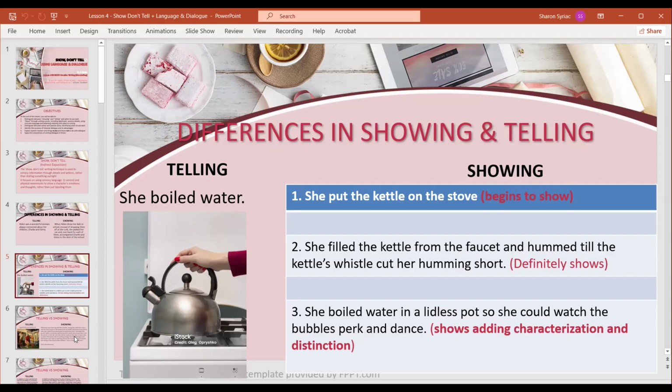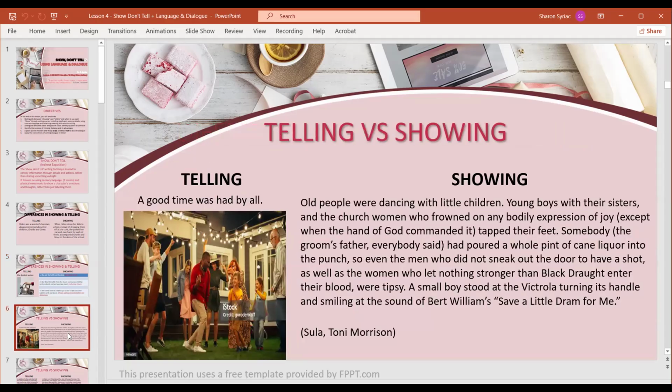Another example here is: a good time was had by all. That's telling, because you're the author and you're telling your readers everybody had a good time. A good time was had by all. Instead of doing that, you should show it. And Toni Morrison did that in Sula.